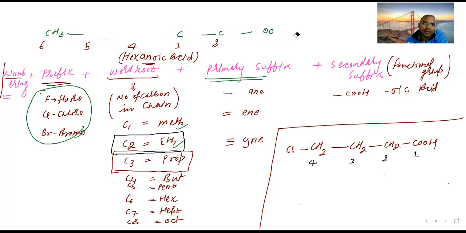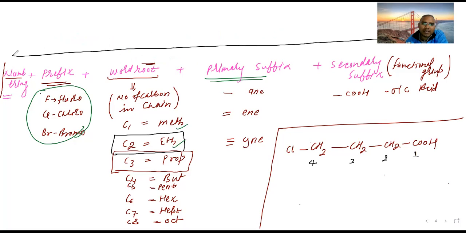When you are doing the numbering, this is the numbering order. Always we have to start numbering from this side. So first of all, see the prefix. Here Cl is there. So what is the name of Cl? That is chloro. Can we write the chloro? Yes. Chloro, so that is on the 4th position. Chloro is there. 4-chloro.